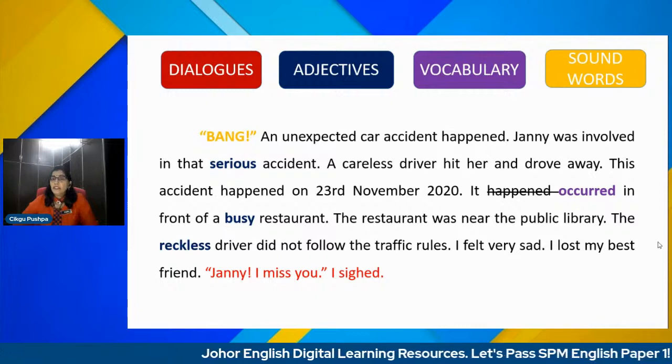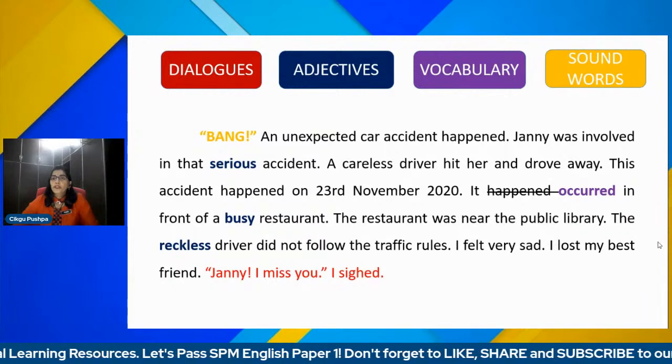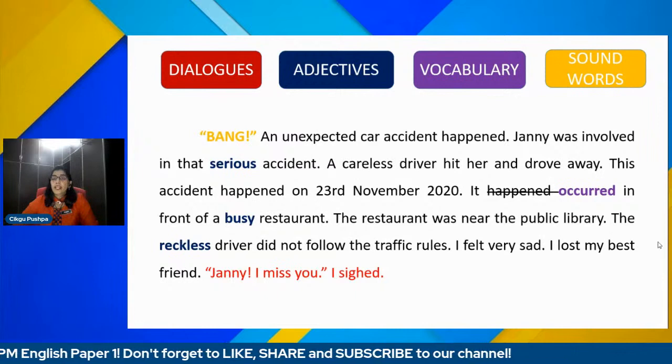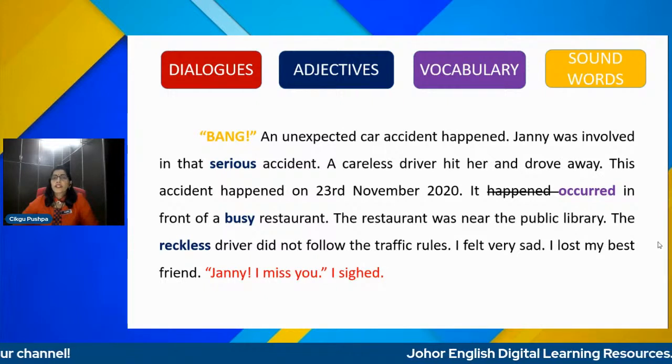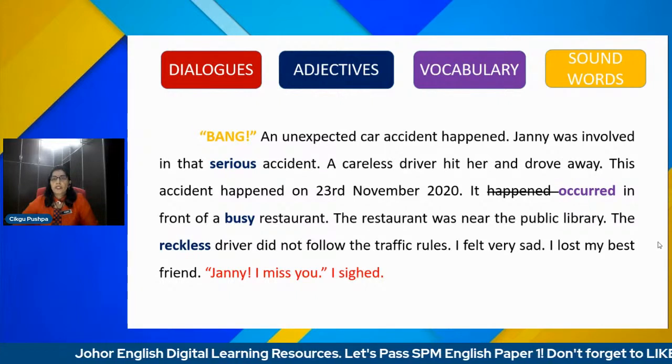We have happened because you are repeating the word happened, happened, happened. So why not? You learn a new word today. Happened means occurred. So try to use this word next time, right, in order to avoid repetition. In front of a restaurant. What kind of restaurant? Busy restaurant, a big restaurant, crowded restaurant. Use any adjective that is suitable, right?